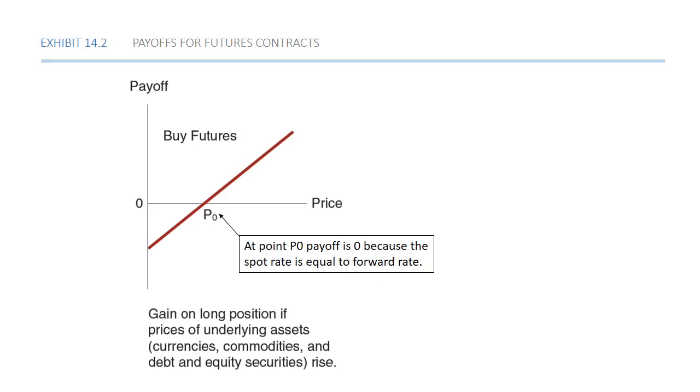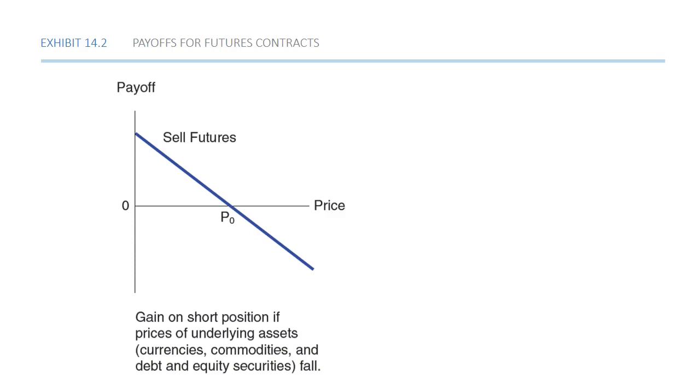The following graph illustrates the payoff diagram of futures contracts. In the long position, you gain when the spot rate is higher than the forward rate. So as the spot rate goes up beyond the intersection P0, so does your gain. In the short position, you gain when the spot rate is lower than the forward rate. So as the spot rate goes down, further below the intersection P0, your gain goes up.